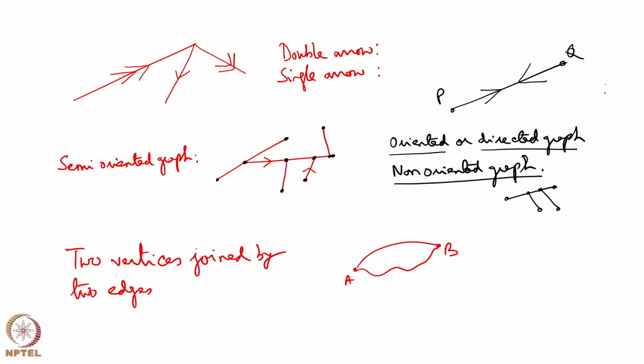A single arrow is used. In this graph I am using a single arrow. This means flow from this point towards that point is possible, not vice versa.